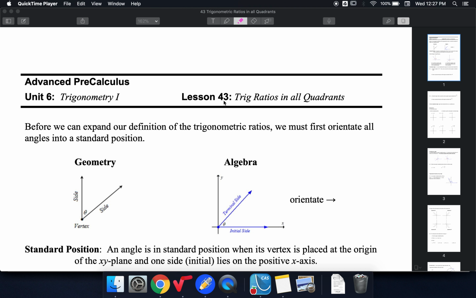I'm talking to you about lesson 43. This is our trig ratios in all quadrants. So first of all, quadrants implies that I'm looking at angles in an XY plane. So this differs from geometry. In geometry, we can just put a vertex anywhere that we want, and then we're going to measure the angle, always measuring angles that are between 0 and 180 degrees.